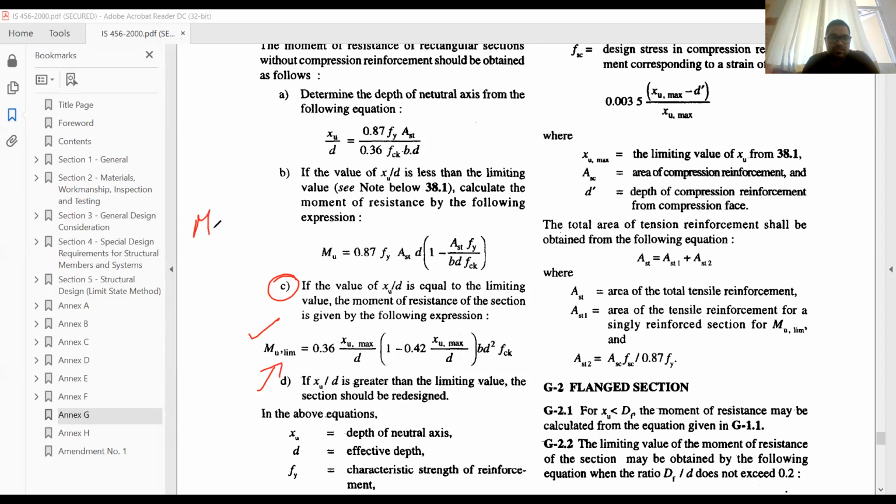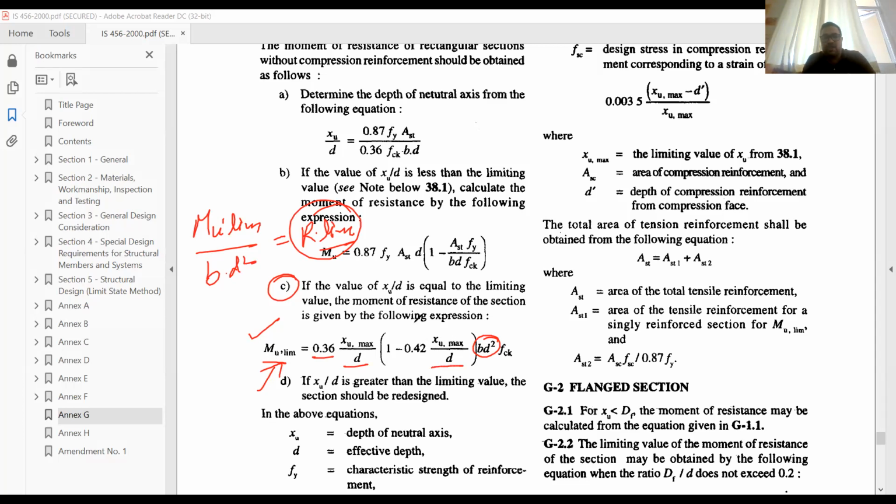We can easily write that Mu limiting by b into d square is equal to R limiting. Now, what is this R limiting? In this formula, if I take this value on the LHS, then the remaining value will be 0.36 xu max by d, into 1 minus 0.42 xu max by d.